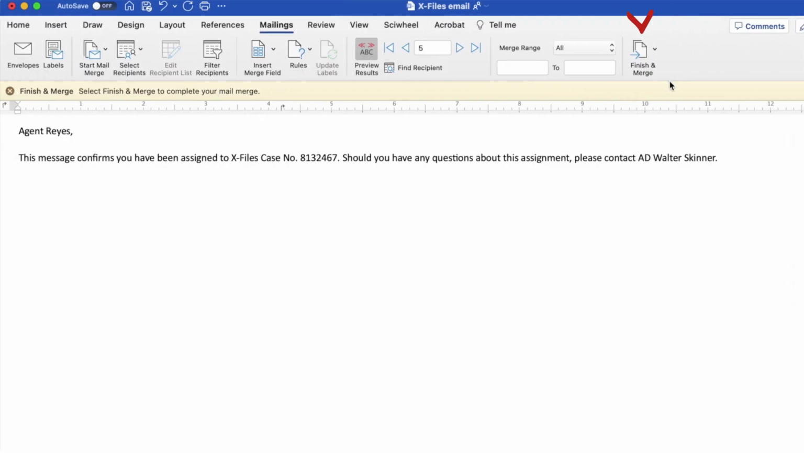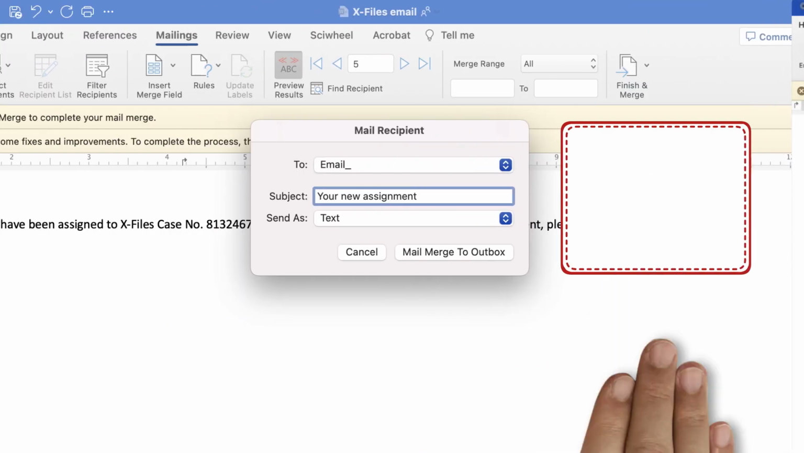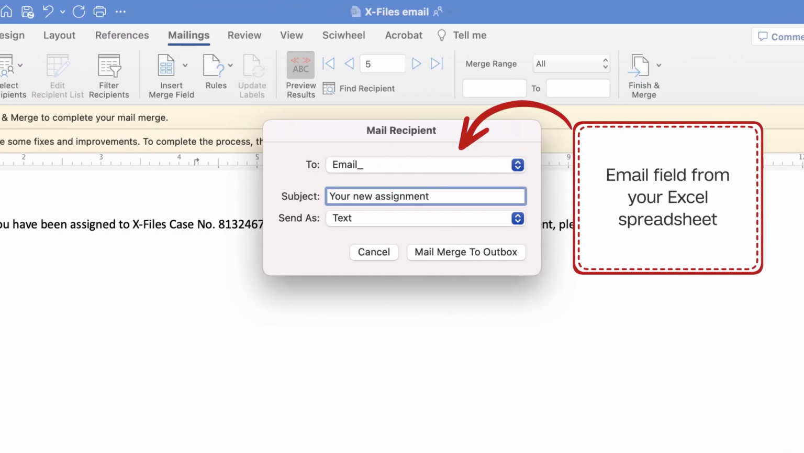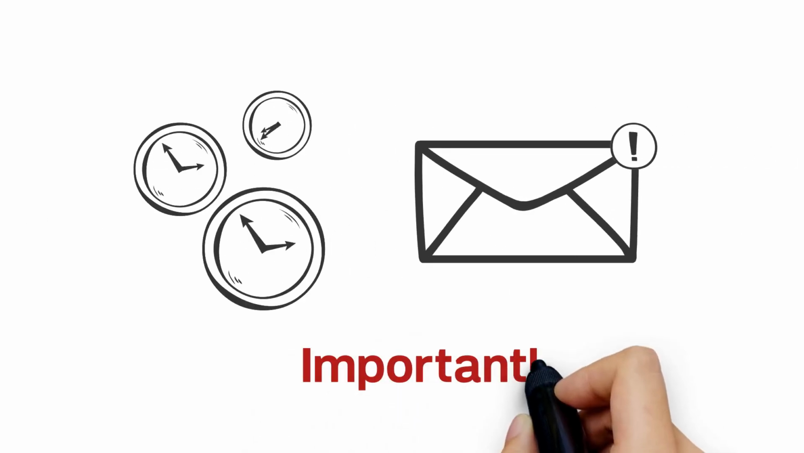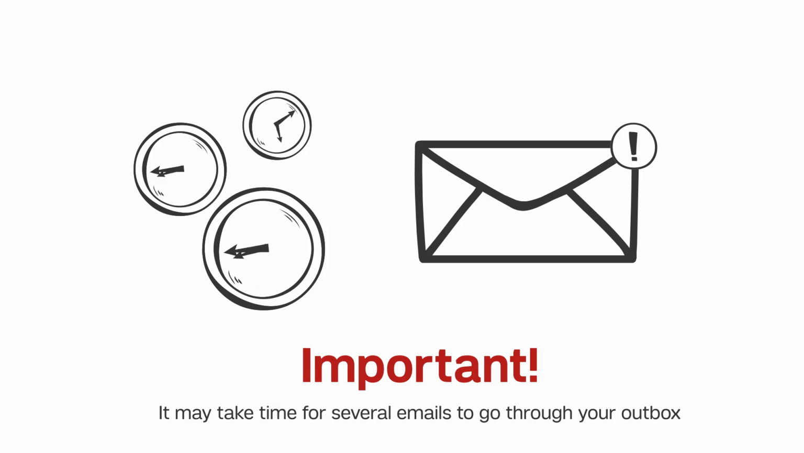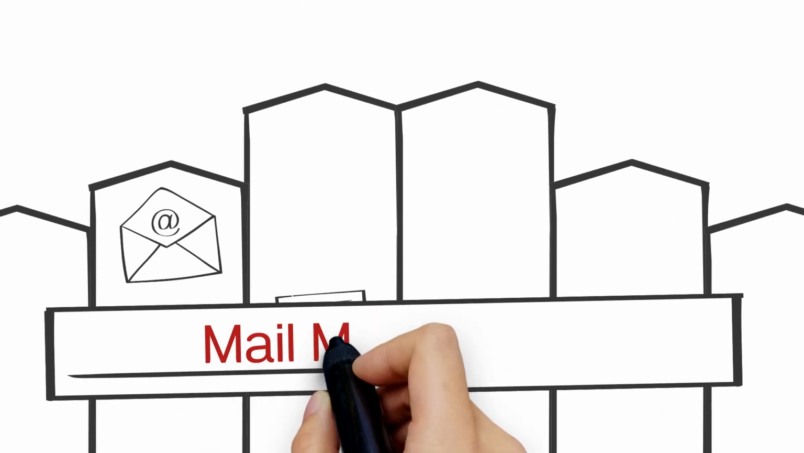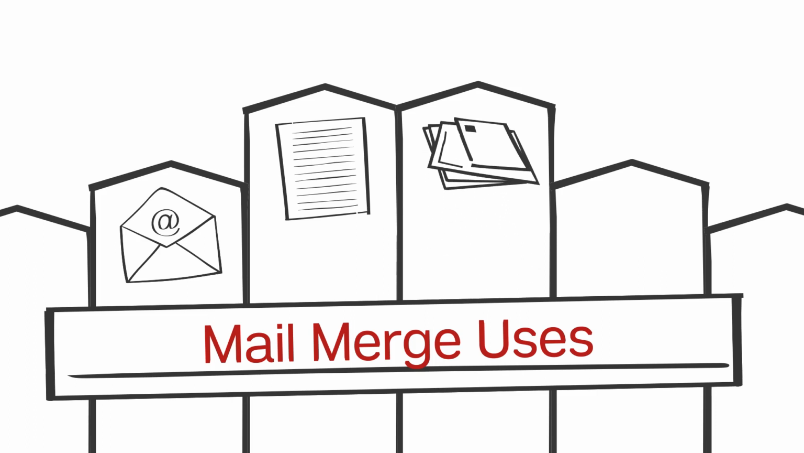Click Finish and Merge and select Merge to Email to draft a subject line and select the email field from your spreadsheet to send out all of your messages in Outlook. You can check your Sent folder to ensure your messages were distributed. Note that depending on how many emails you're sending, it may take some time for all of them to clear through your outbox.